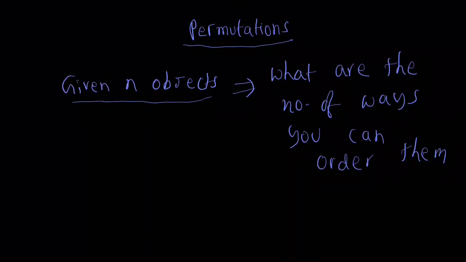In this video, we will try to intuitively understand what permutations are. The problem that permutation tries to solve is, given n objects, what are the number of ways you can order them? The answer for that is n factorial, and we will try to see why that is the case through an example.